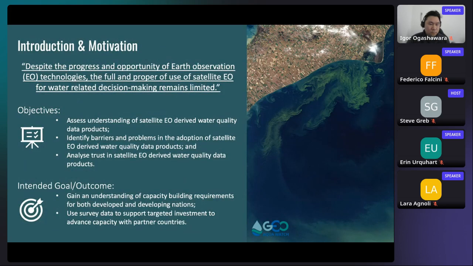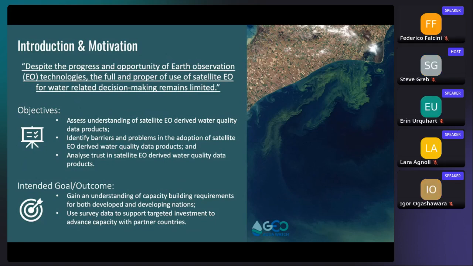As many of us probably suspect, despite the progress and opportunity provided by Earth observation data, the full and proper use of satellite data for water-related decision-making still remains limited. Our motivation and the objectives of the survey were to assess the understanding of satellite-derived water quality data products, to identify barriers and problems in the adoption of satellite water quality data products, and to analyze the trust in satellite water quality data products. Our goal and hope with the survey was to gain an understanding of capacity building requirements for both developed and developing nations, and to use this improved understanding to support targeted investments and to advance capacity within partner countries.